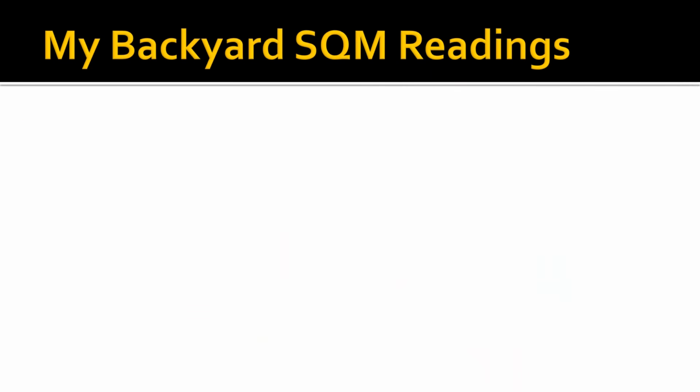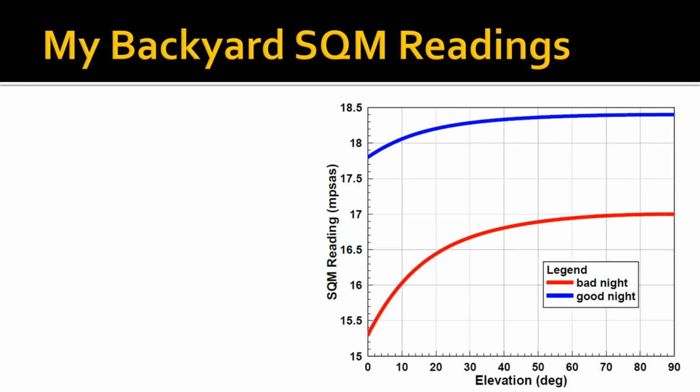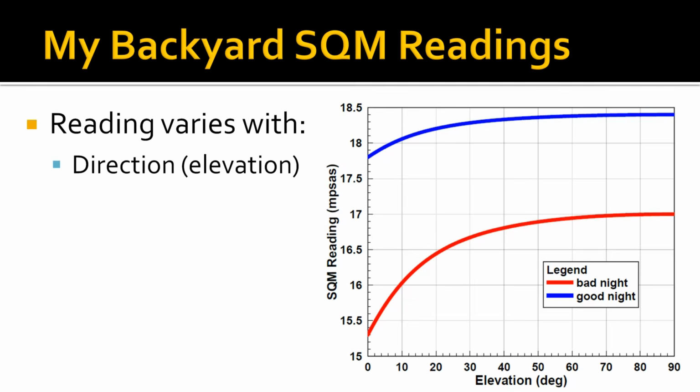I have used my SQM to measure the darkness of my backyard on numerous occasions. This plot is a summary of the range of readings that I have recorded over the past few years. I have found that the reading varies significantly with the direction in which I am looking, being lower, that is, brighter, when I look towards downtown or in the direction of nearby shopping or sporting facilities.